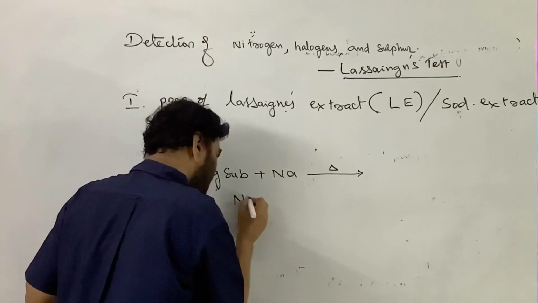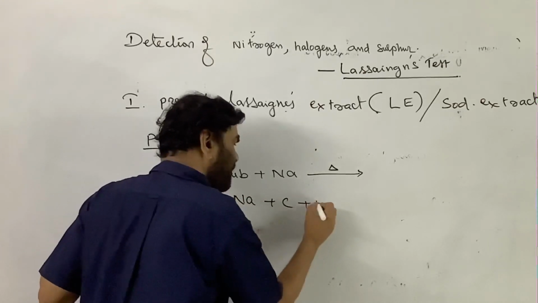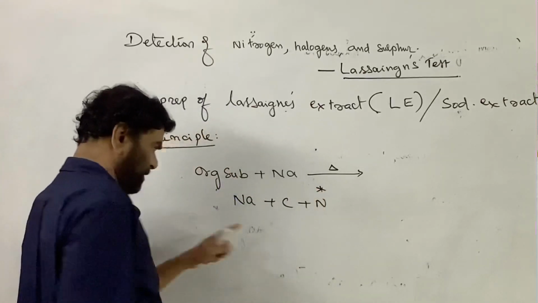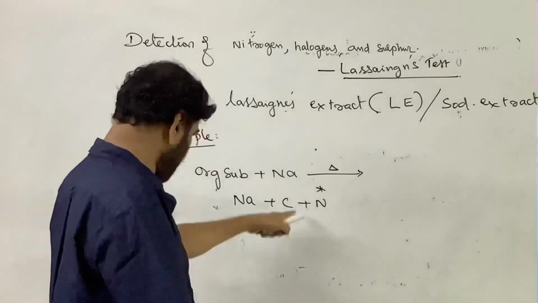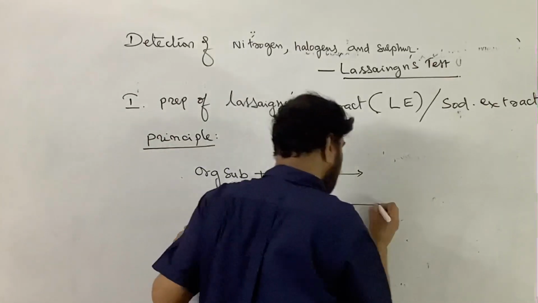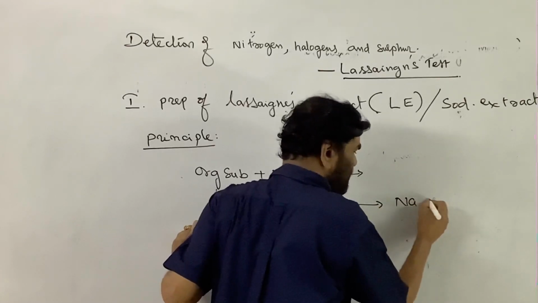That is, sodium reacts with the carbon and nitrogen. We are here for this, and the nitrogen is converting into sodium cyanide.